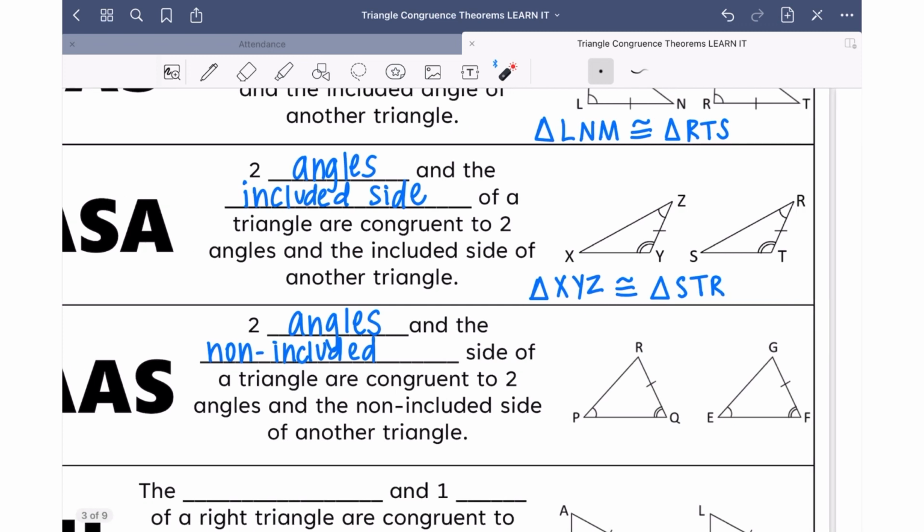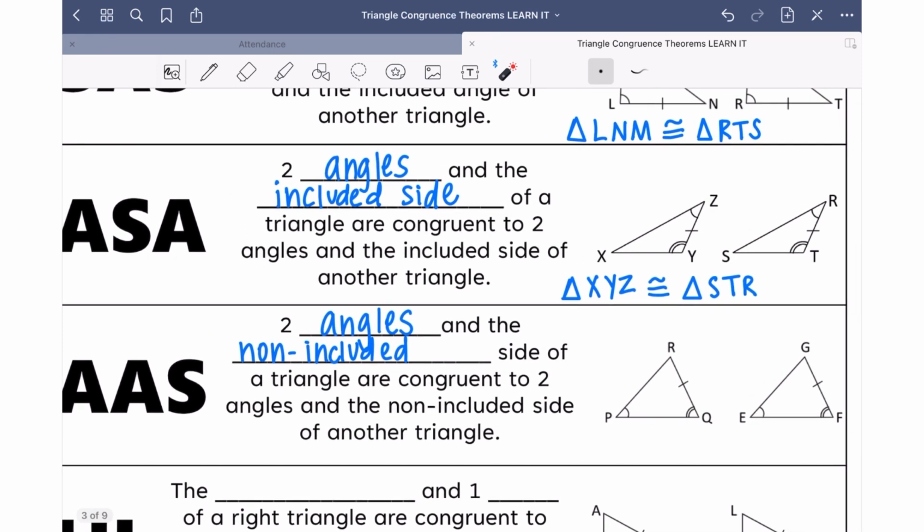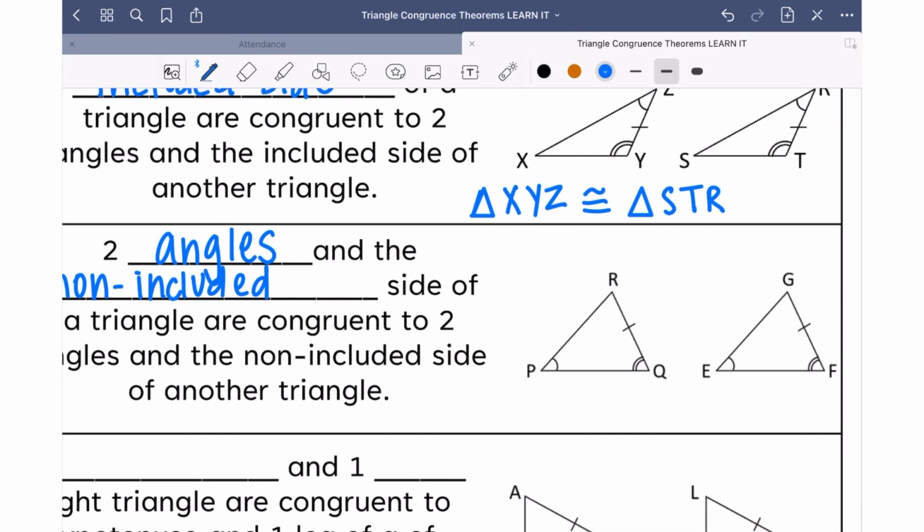So here's our picture to represent that, and you can kind of see how it does not show you an angle, a side, and an angle. It shows you an angle, an angle, and a side. Okay? And so let's name the triangle. I'm going to go in order again. Triangle PQR is congruent to triangle EFG. Okay.